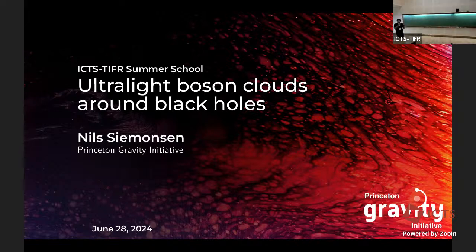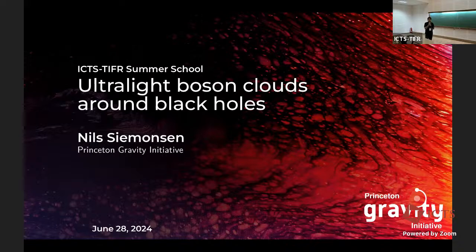Nils is a computational relativistic astrophysicist whose main research focus has always been compact objects in highly dynamical spacetimes. He did his PhD at Perimeter Institute before joining the Gravity Initiative at Princeton University. And this week he'll talk about ultralight boson clouds around black holes. So without further ado, please take it away.